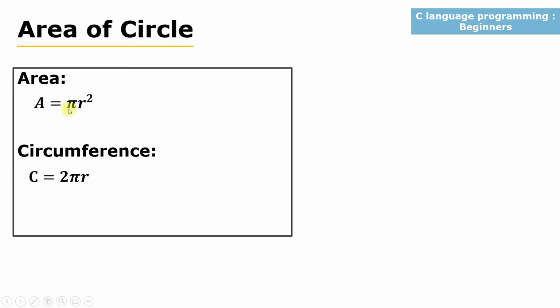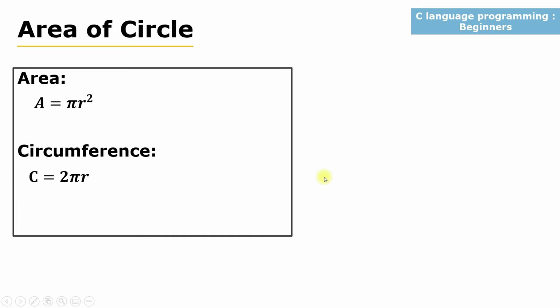This is the formula for the area of the circle, which is pi r square, and this is the circumference of the circle. The formula is 2 pi r. R means radius. Radius value can change, but the value of pi and 2 are fixed values. So, if we want to declare a pi, we need to use one keyword, that is const, constant.